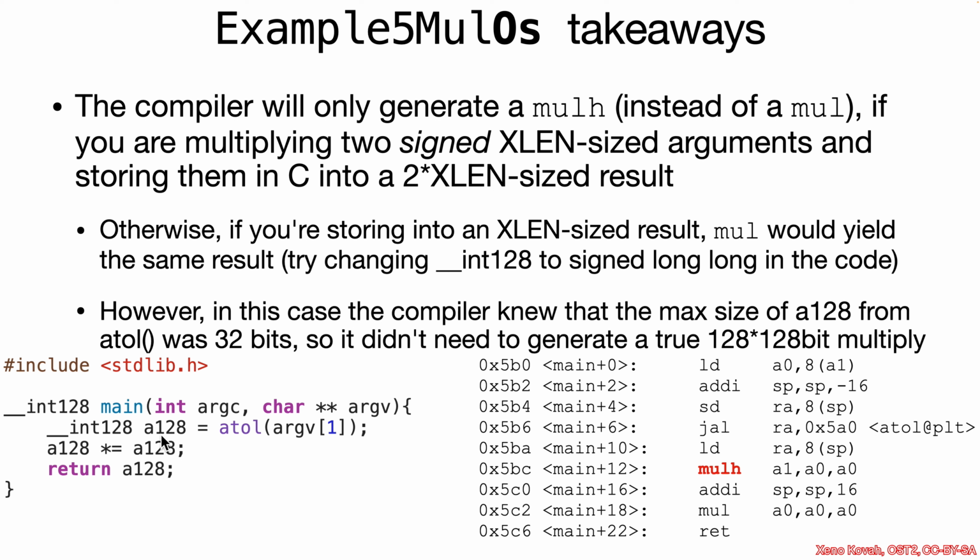If this was not a 128-bit value, and if you just changed this to a 64-bit value, like signed long, you would not actually still get a mul-h to get the upper bits because it would have been truncated down to 64 bits, and a mul would have done the job. So that's the takeaway from this. You need to have something that can at least store 2 to the xlang bits for you to see the calculation of the upper xlang bits.